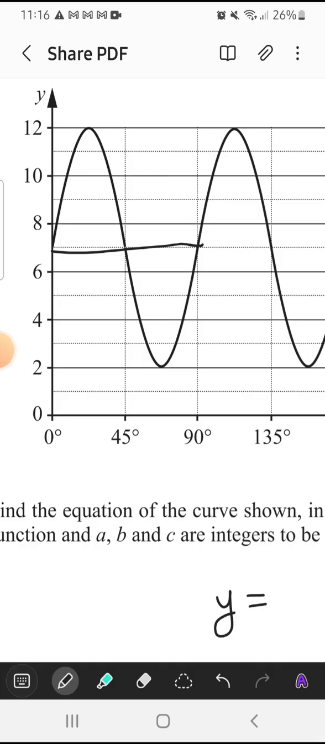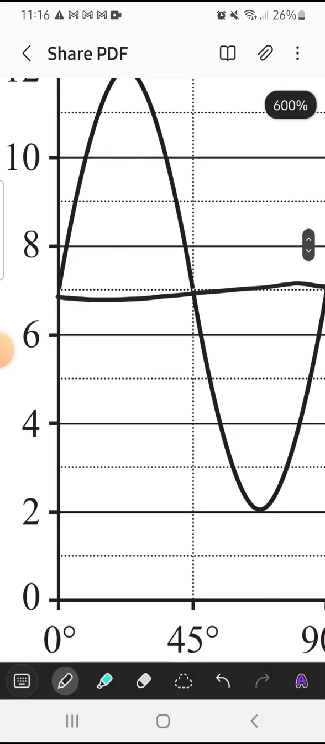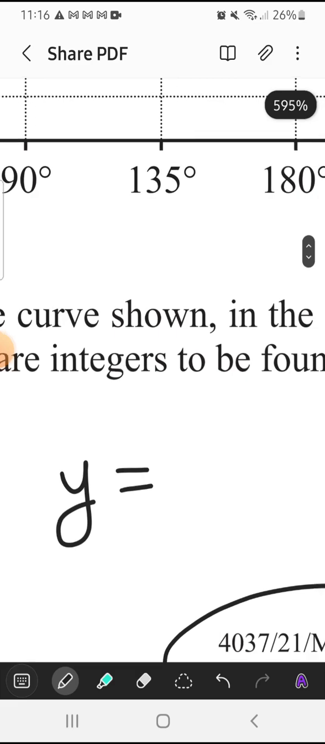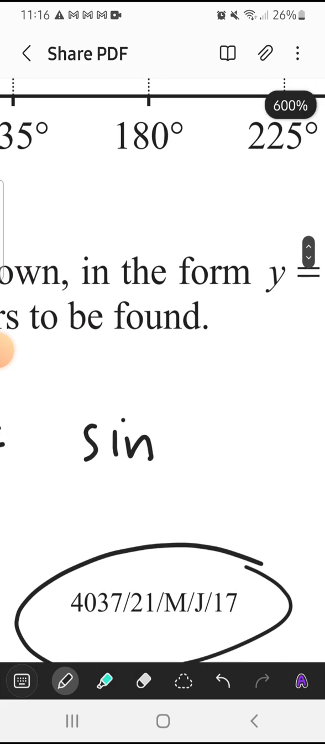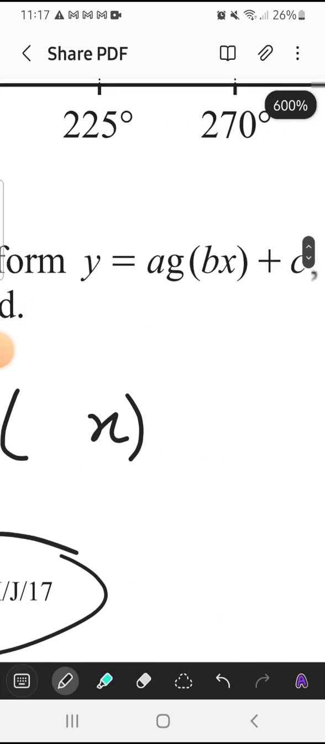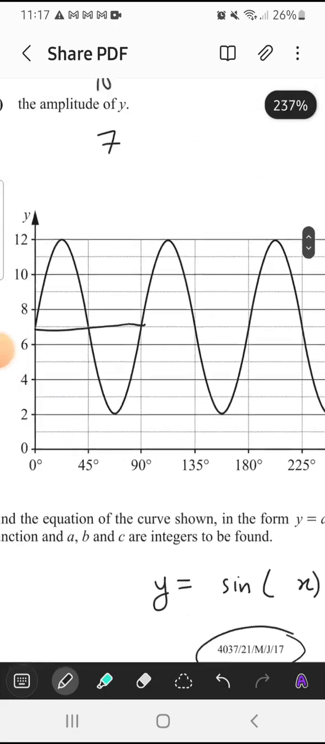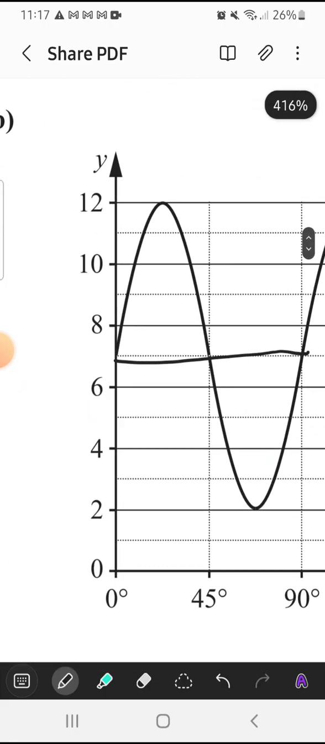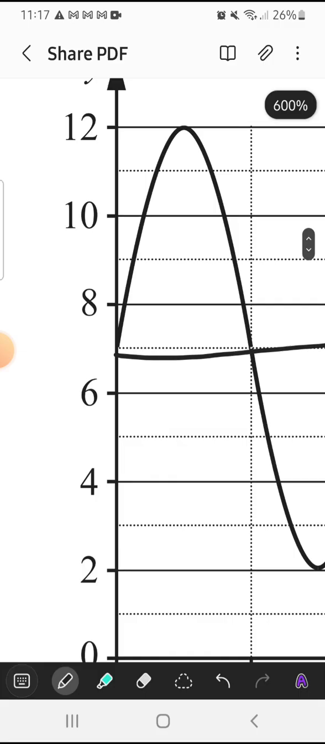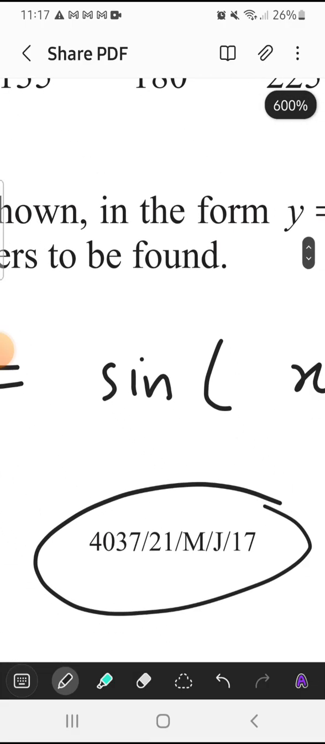So in this case our 0 point, or this point, is going to be 7, so it's going to be something sine something x plus 7. So now we have to look at the amplitude. The amplitude is going to be 8, 9, 10, 11, 12, right? So it's going to be 1, 2, 3, 4, 5. So the amplitude is going to be 5.